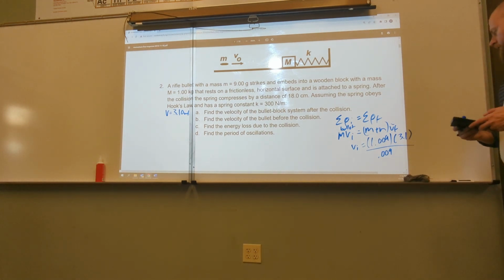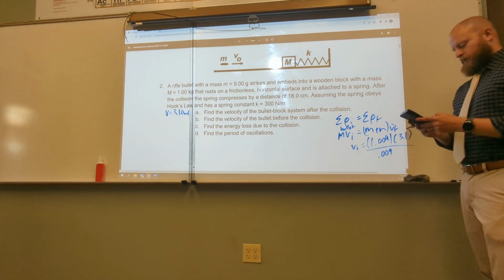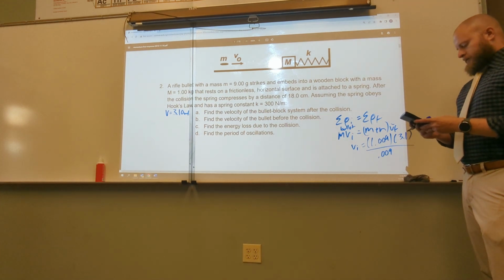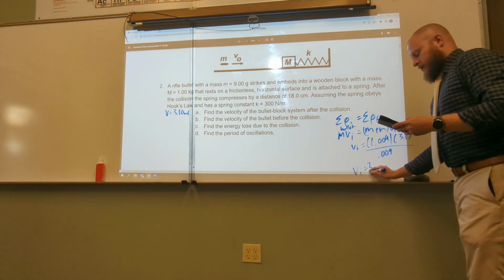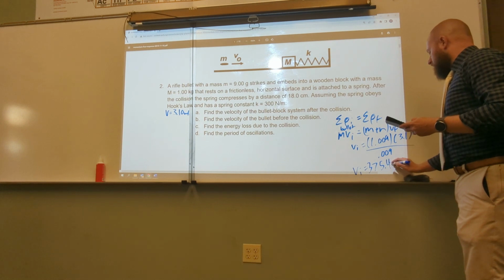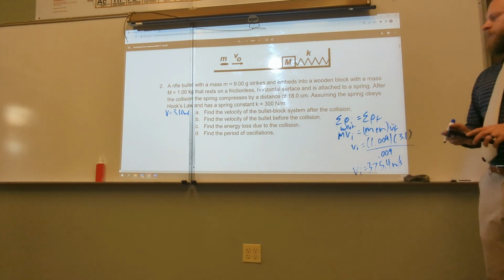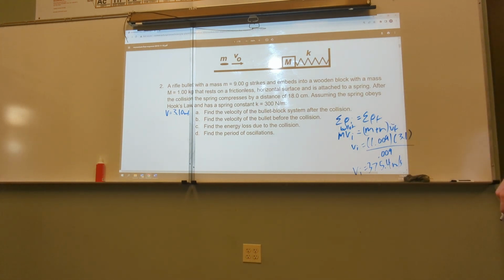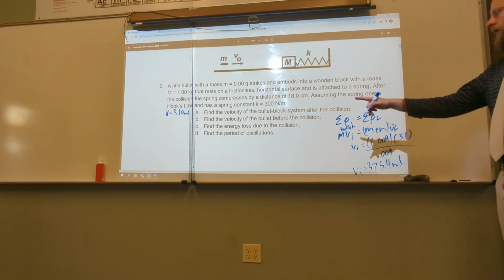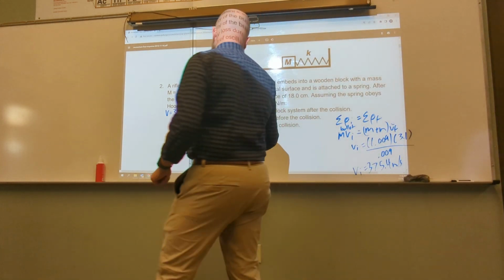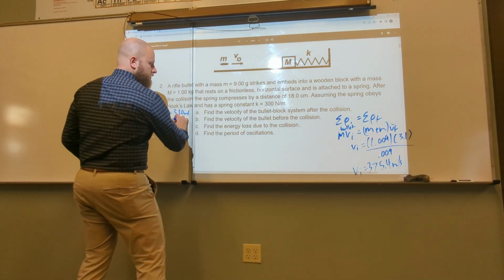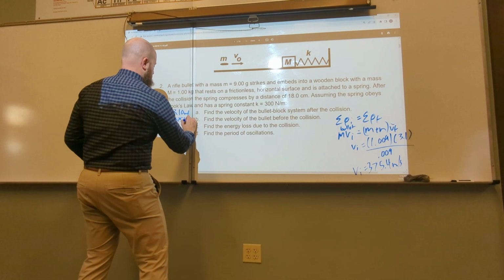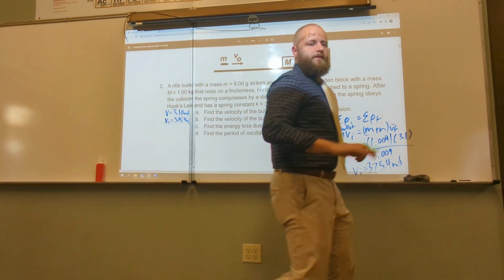So go ahead and grab a calculator and type it in, 1.009 times 3.1 divided by 0.009 equals, so we get vi equals 375.4 meters per second, okay? So that will be our initial velocity of the bullet before the collision. Okay, I'll go ahead and write it down here so we have it saved. Okay, and I'll see you back for part C.